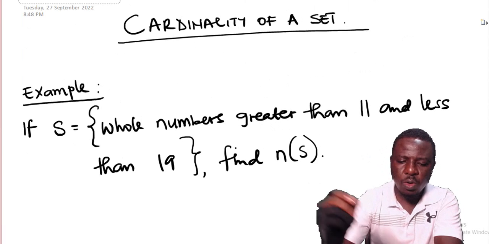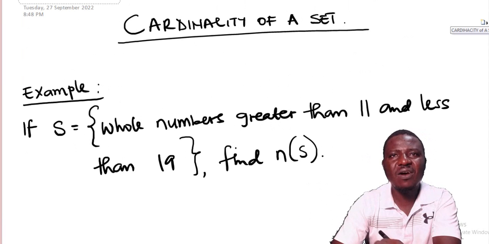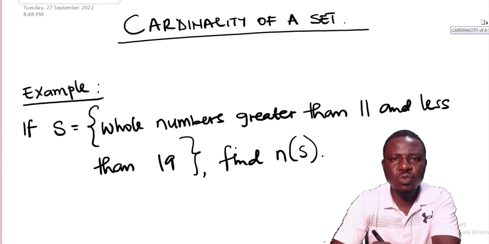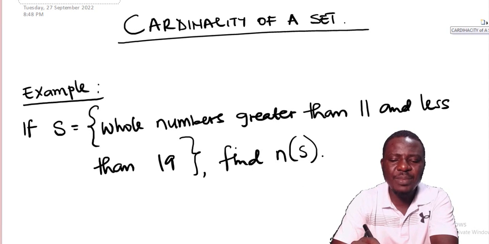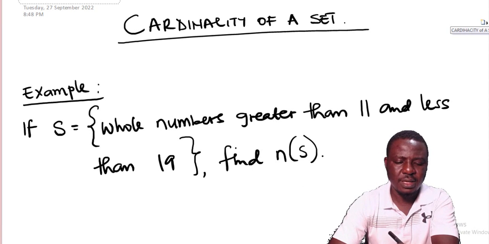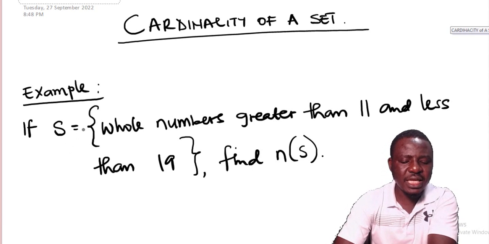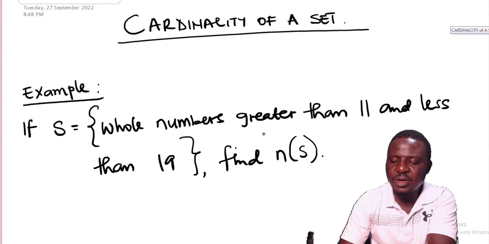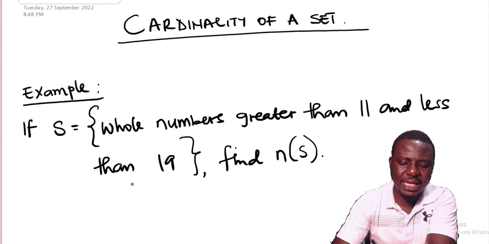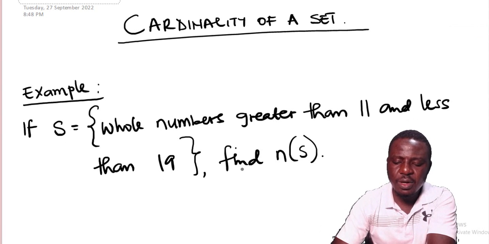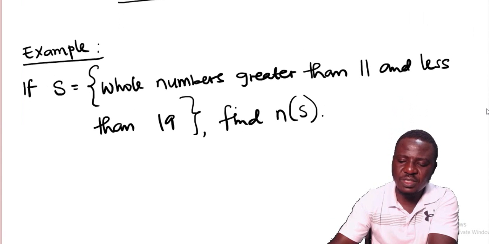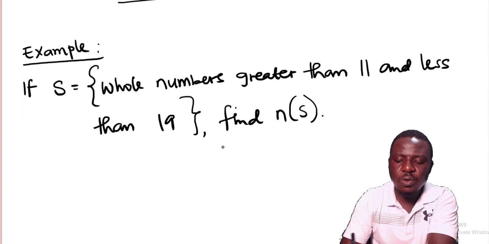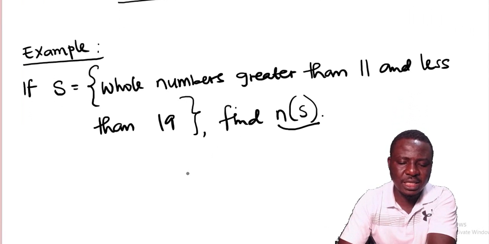We look at cardinality of a set. The cardinality of a set is the total number of elements in that set. For example, if S is defined as whole numbers greater than 11 and less than 19, we are asked to find the cardinality of the set. By cardinality, we can denote it using n of S. n of S means cardinality of a set.